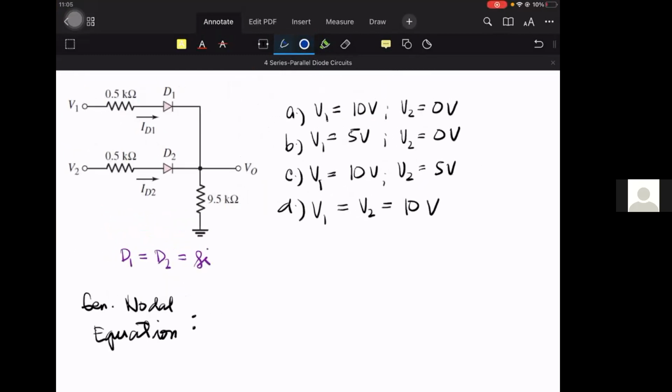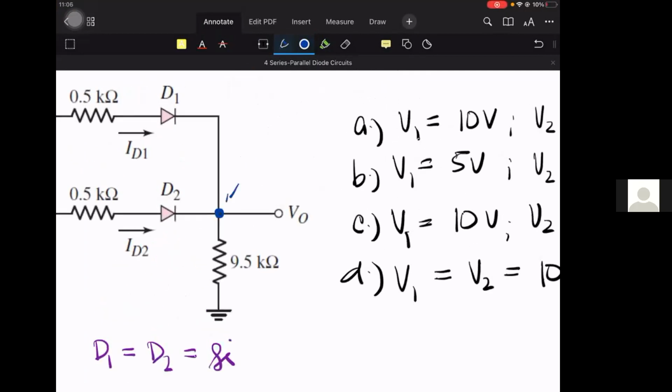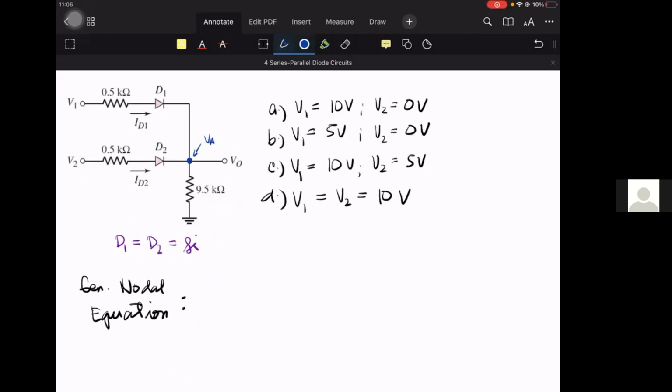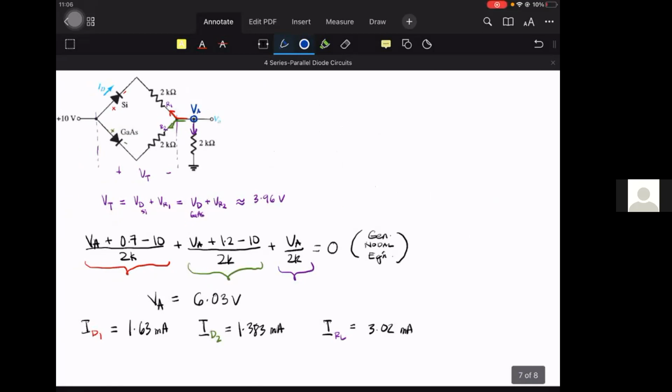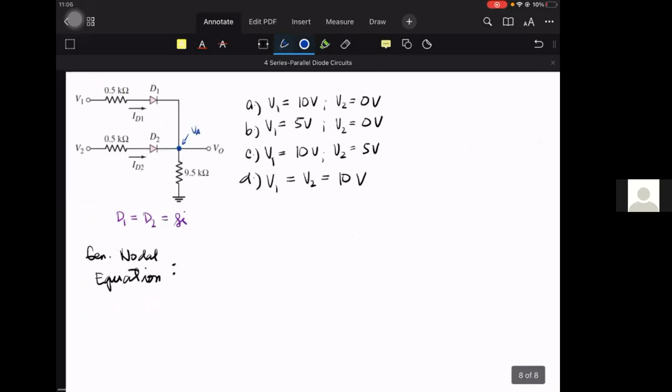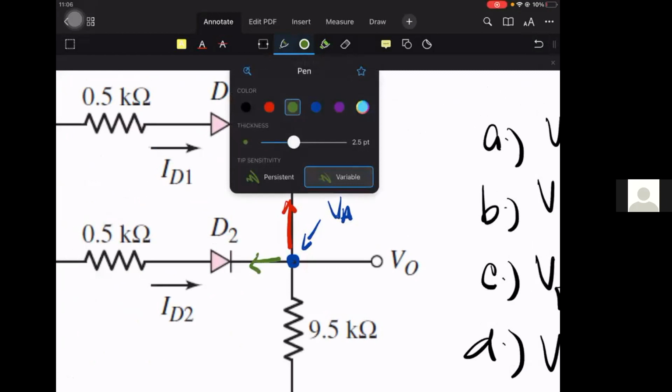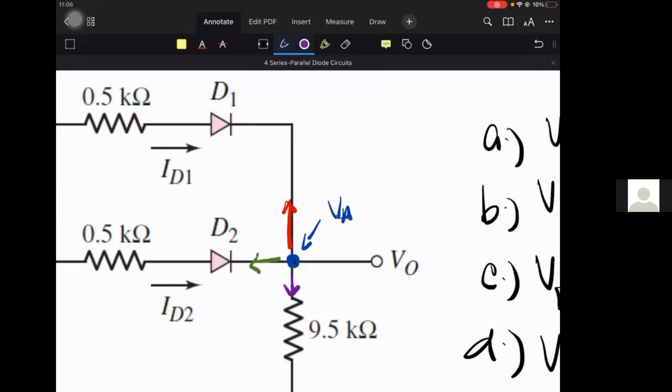Okay, our general nodal equation will look like this. I'll designate this one as VA, which in this case is equal to VO. We have three branches in this general nodal equation: one going upwards, one going this way, and the last going downwards.